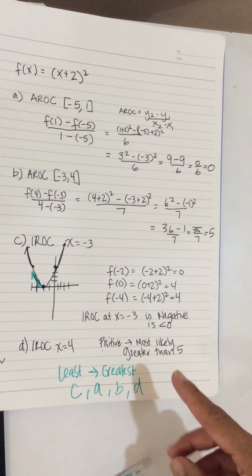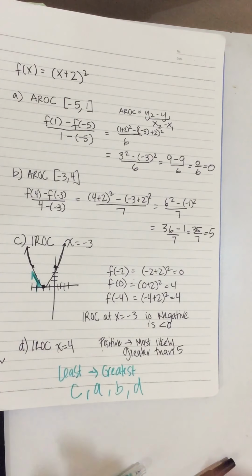That's why the instant rate of change there is very positive, which is why in the answer key they put like x greater than 0. Those are the important parts.